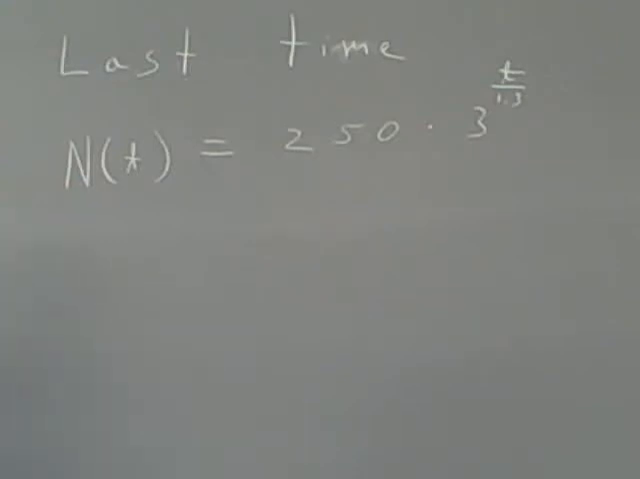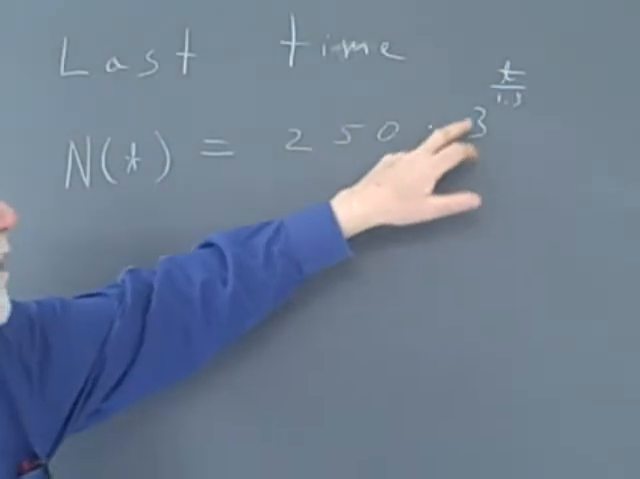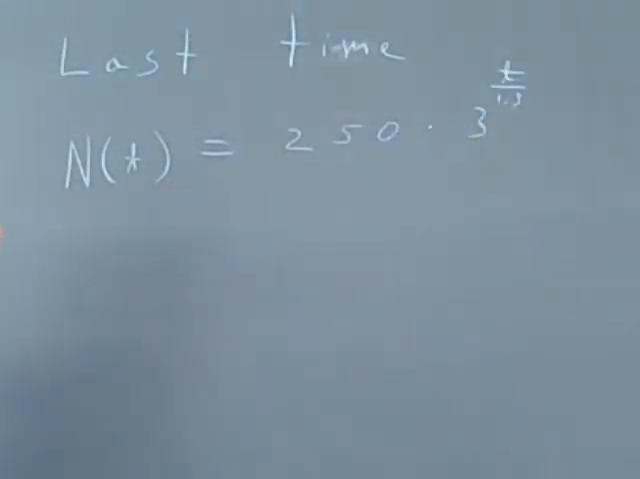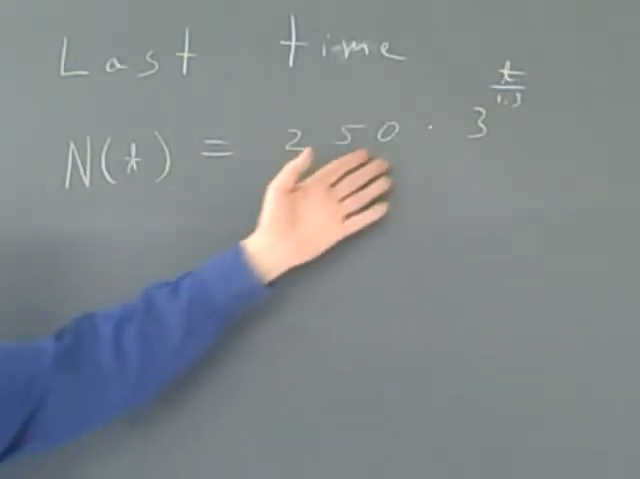Okay, last time we did the rat problem in the math department at some university outside of Alabama, I believe. Is that right? I think that's it. We got our growth rate for the rats: the number of rats at any time t is 250 times 3 to the t over 1.3. And we answered a few questions. Now, there's nothing really wrong with this equation.